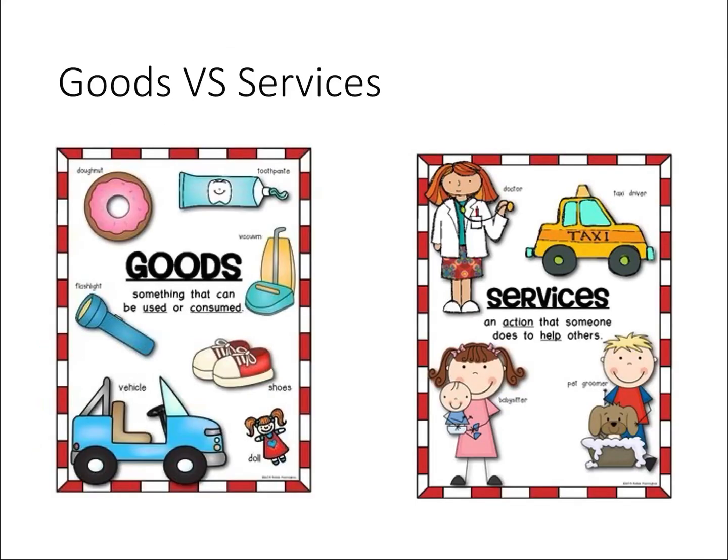Goods and services. Very easy to distinguish. Goods, they are something you consume, something you use, especially something you can touch, so tangible things. Like the donut, you touch it, you eat it. The toothpaste, you use it. The shoes, you wear it. And the car, you drive it. The doll, you play with it. Those are the things you can touch, and you need them, you use them.